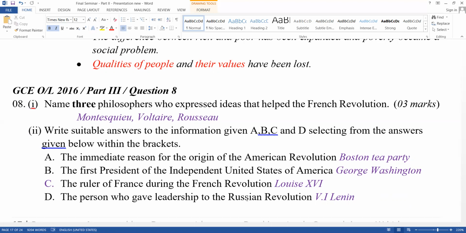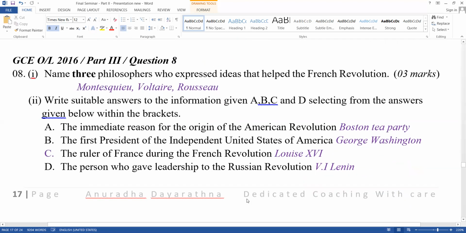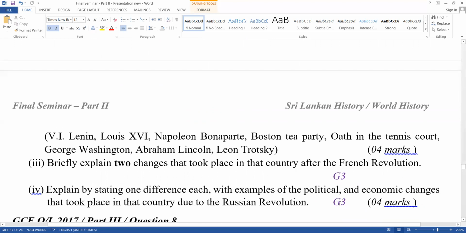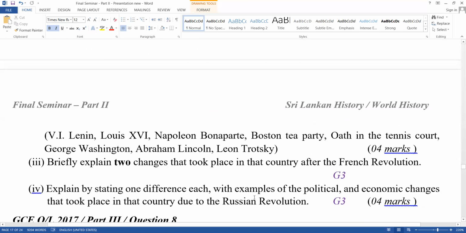Right, we'll move on to the third question. Briefly explain 2 changes that took place in that country after the French Revolution. Actually, this answer will be given later on. We have not discussed it already. G3 will be the answer, the results of the Russian Revolution.